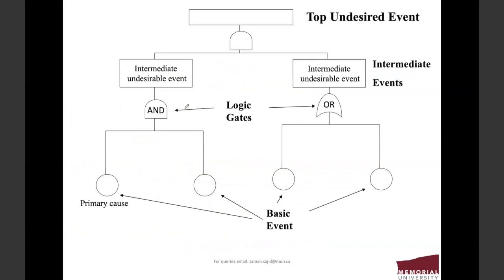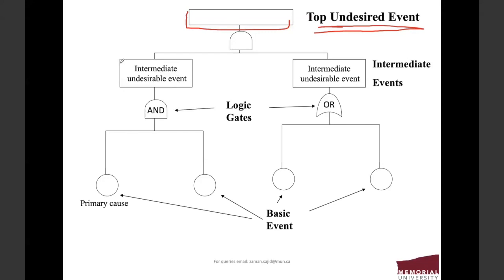Now, this is the basic structure of a fault tree analysis. This here is the undesired event. This is what we call a top event. Just keep in mind, the top event is always placed in a rectangular shape. Then you connect this top event with some events which are called intermediate undesirable events.